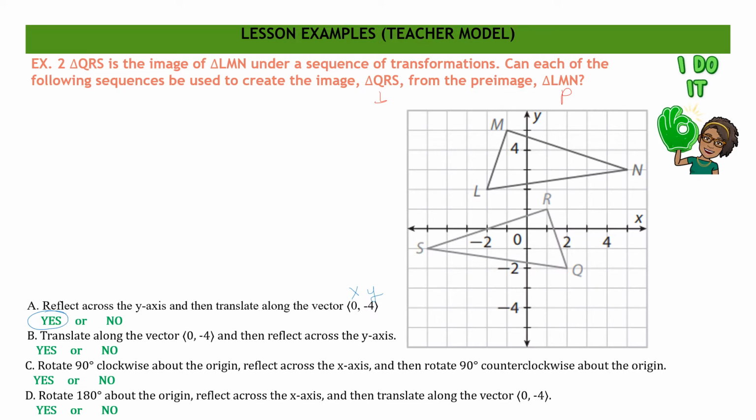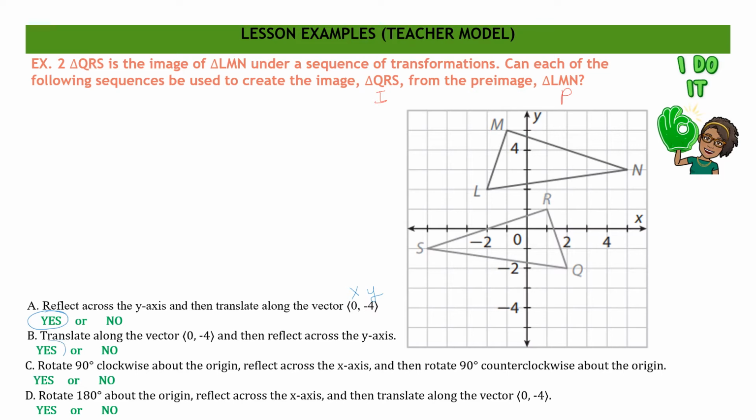All right, so the next one states that we have a translation along vector 0, -4, and then reflect across the y-axis. Well, this looks very similar to what we had in letter A. Letter A just had the transformations reversed. The sequence is now reversed. So we need to ask ourselves, does it matter that the sequence is reversed? Does it matter that the translation comes first and then the reflection, or the reflection comes first and then the translation? Will it still map the pre-image onto the image?